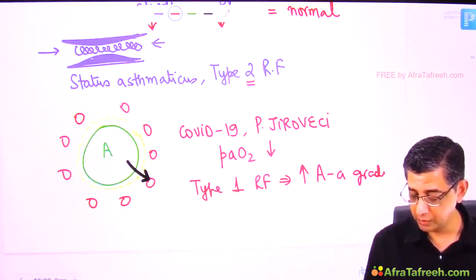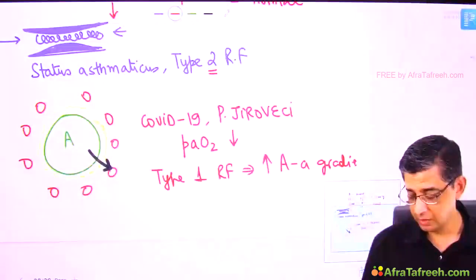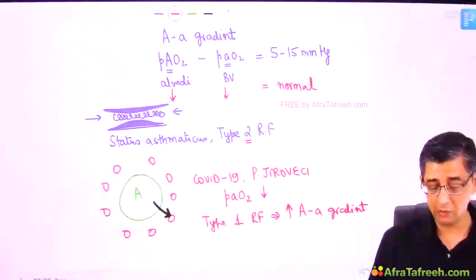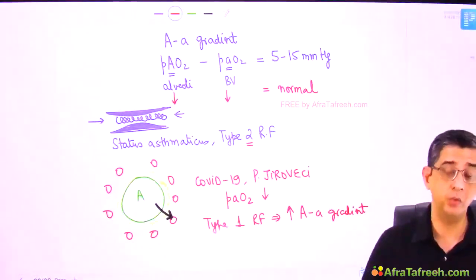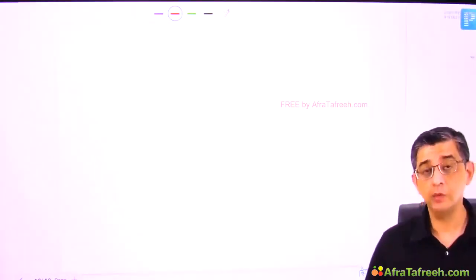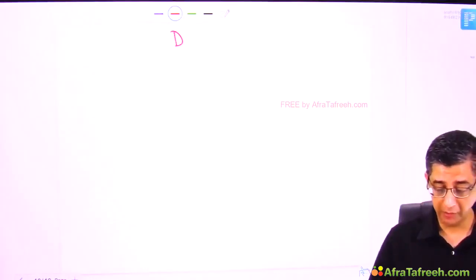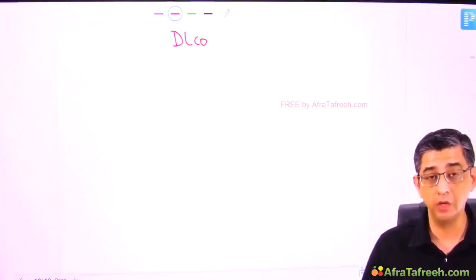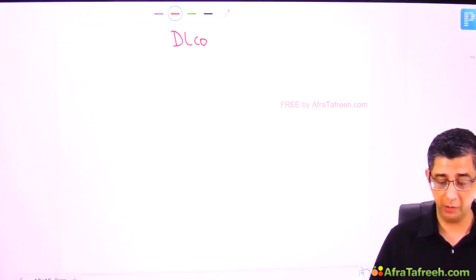Guys, it's purely mathematical that I want you to remember. The gradient would be enhanced in type 1 and is normal in type 2. In fact, most of the questions will be asking regarding type 2 respiratory failure, so this concept has to be understood. I will be explaining the same concept once again to you, but in a different fashion now. This time the parameter that we will discuss is called DLCO, diffusion capacity of the lung for carbon monoxide.